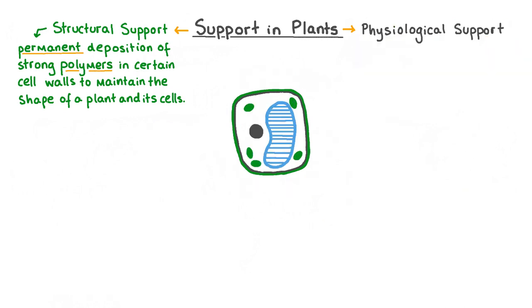As we mentioned earlier, structural support involves specific tough compounds being permanently incorporated into a plant cell wall.